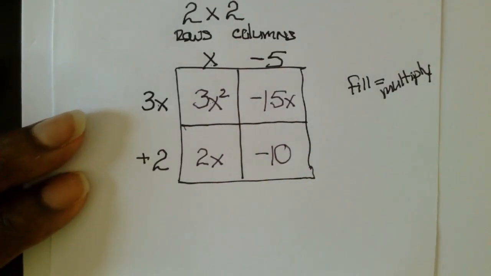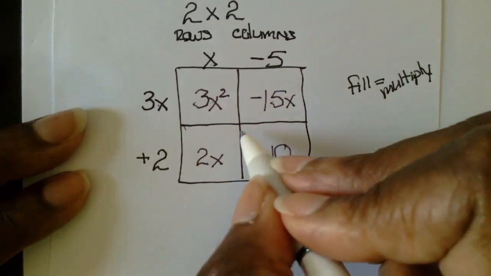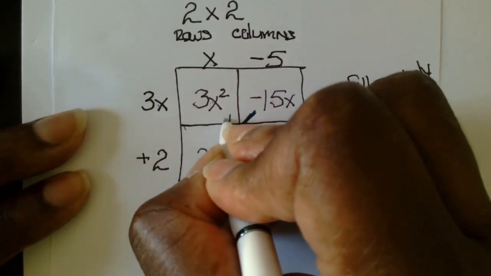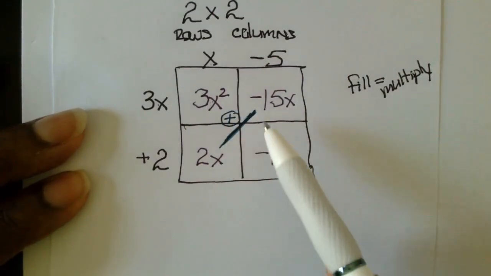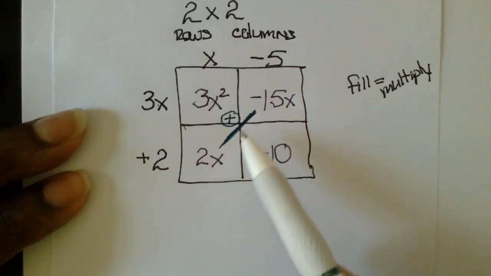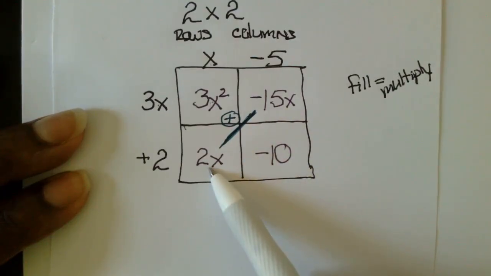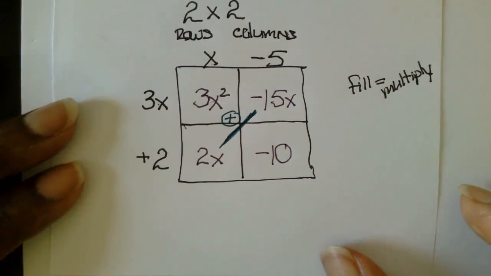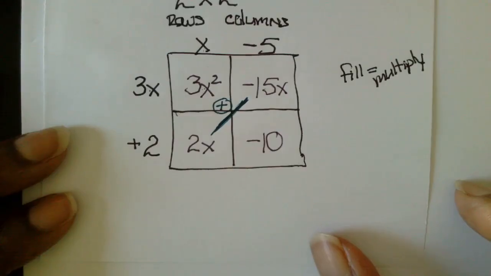So then, here's the step up. Right here on your diagonal, those are your like terms. Negative 15 and a positive 2. Okay? And some people like it. There's multiple ways of solving this.